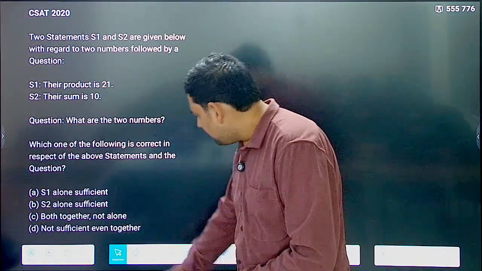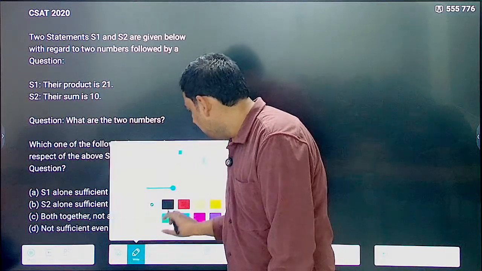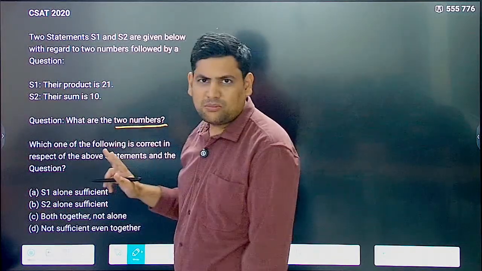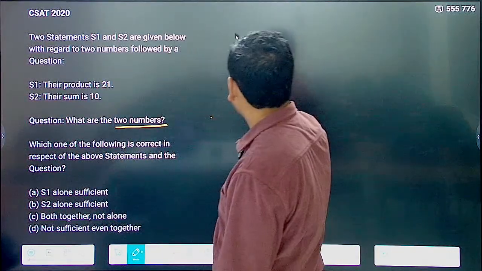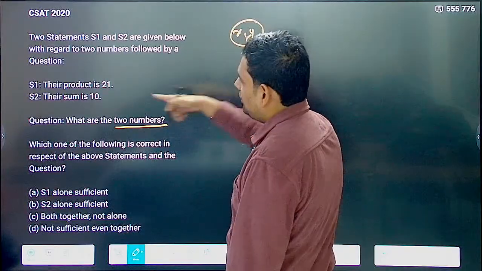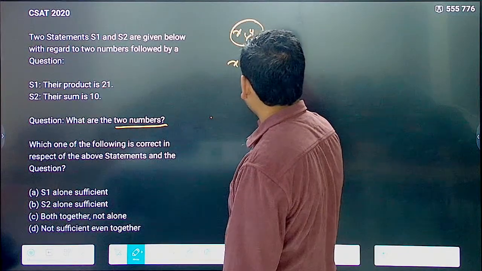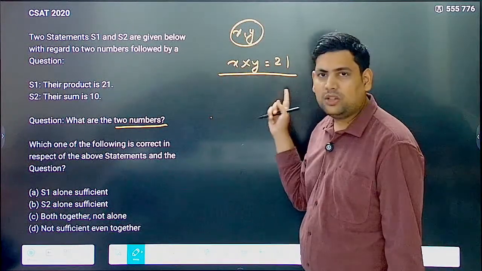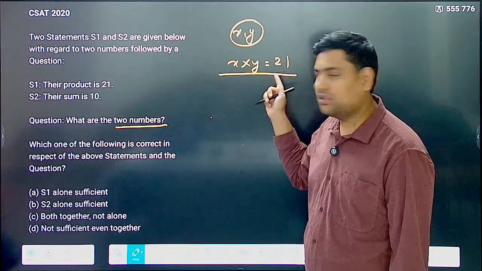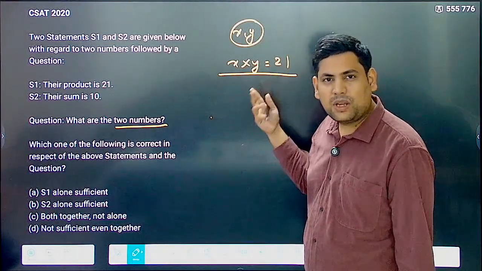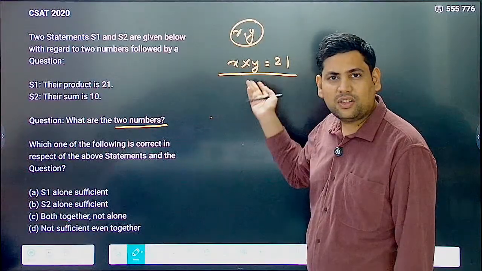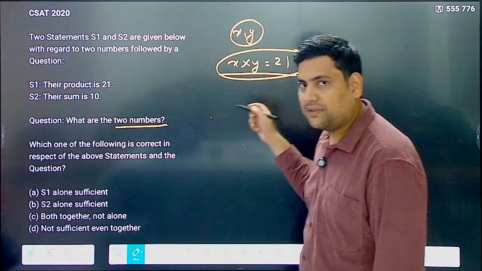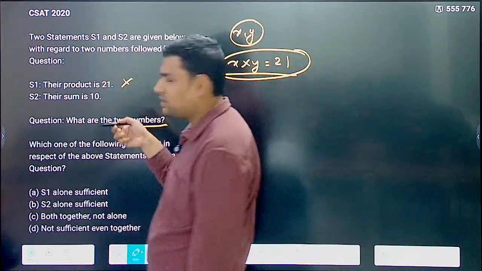Now if you look at this, first thing is it is asking you about the two numbers. You don't know both the numbers. Let's assume them to be x and y. Now, using the first statement alone, you get x into y is equals to 21. But there are many possibilities, correct? It may be 1 into 21. It may be 3 into 7, correct? It may be 21 into 1. So there are many possibilities. You cannot tell specifically what is x and y. So using 1 alone is not possible.